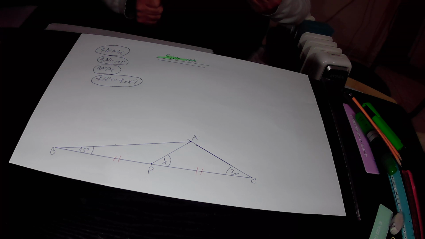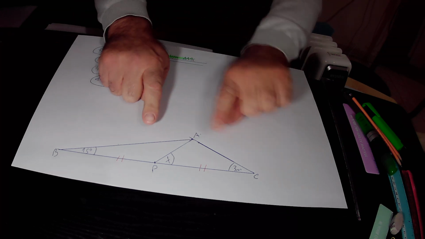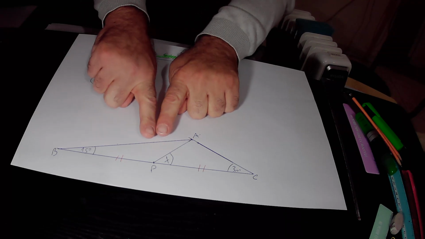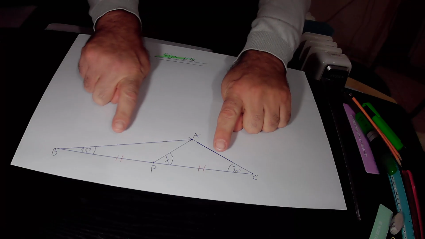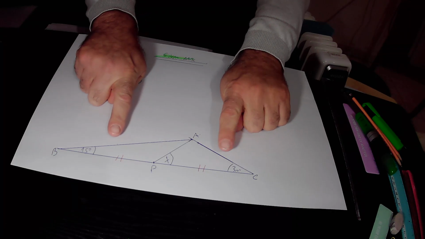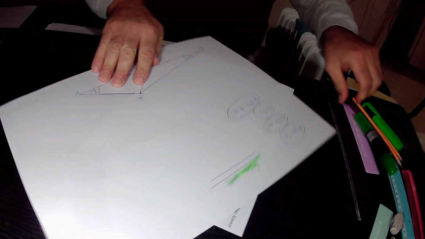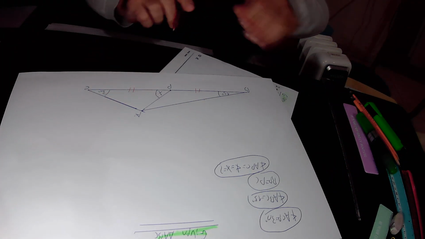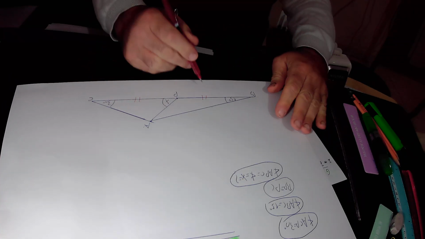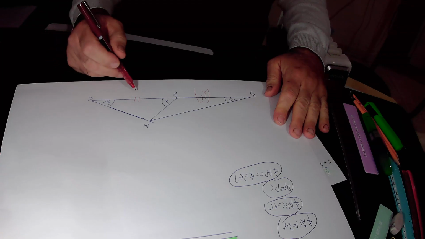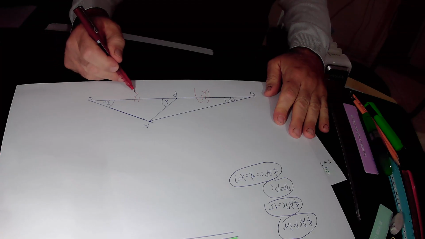So first of all, we know that BP equals PC. If we define the length of line BP as A, then PC must also equal A, because they are equal to each other according to what is given in the question. So BP equals A units in length, and therefore PC must also equal A units in length.